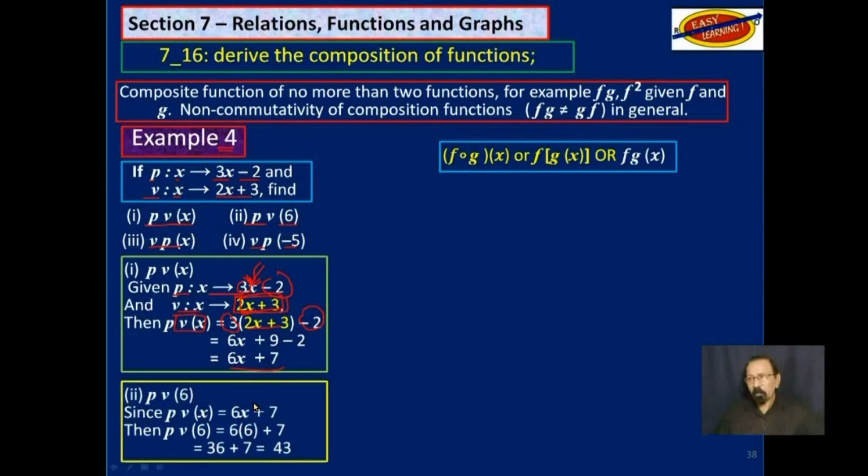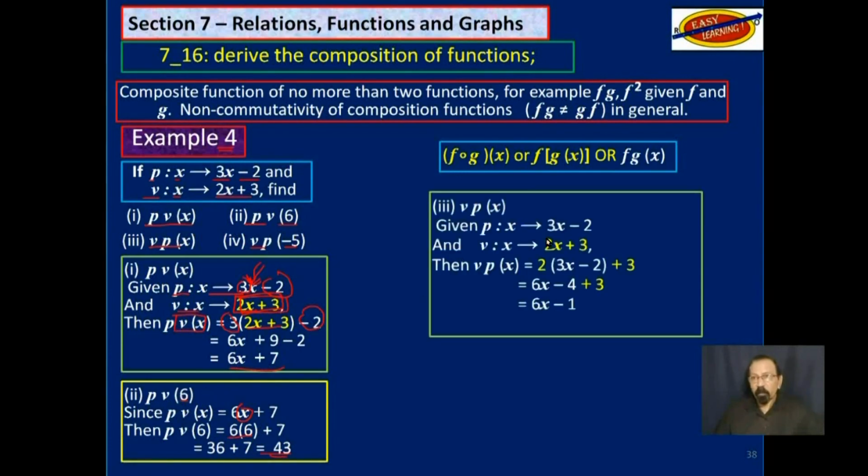If you pinpoint x as being 6, so pv of 6, or you could say pv at 6, then you substitute 6 for this x, simplify that, and you get 43. That was p of v of x.